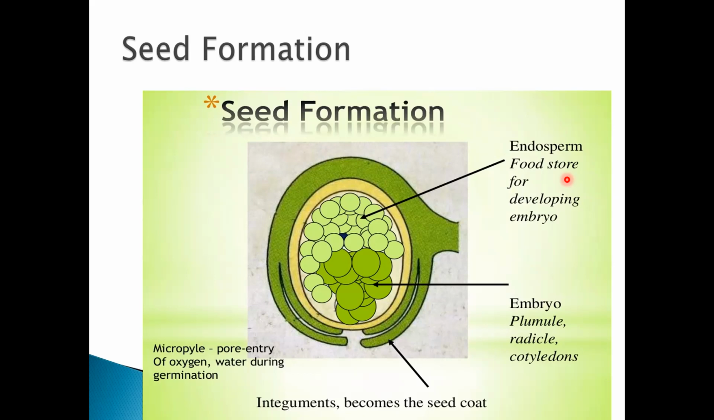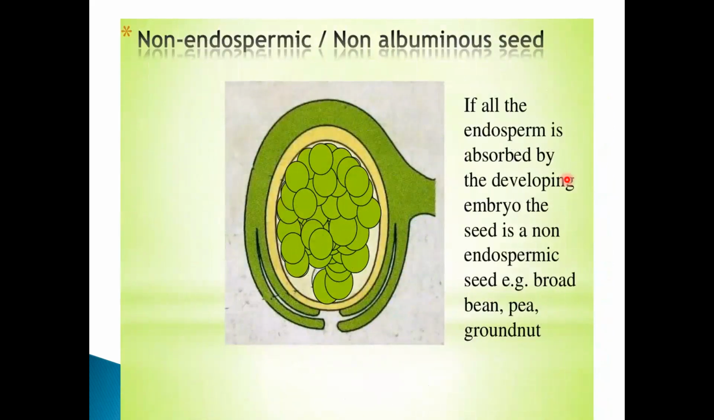You need to remember what is an endosperm. Endosperm is nothing but a nourishing tissue. Next, coming to non-endospermic or non-albuminous seed. Now, what is this? Here itself, students, if you are asked to give the definition of non-endospermic seed or non-albuminous seed, you have to get the idea. Non-endospermic means where there is no endosperm.